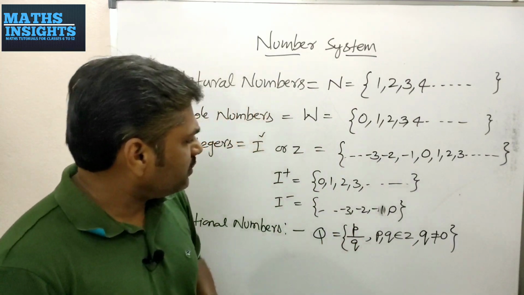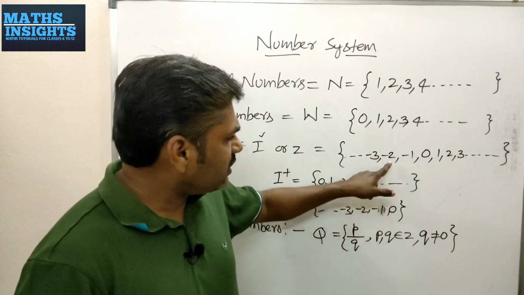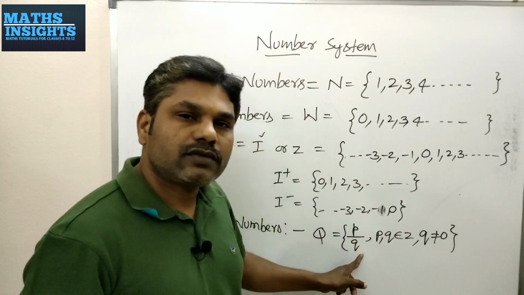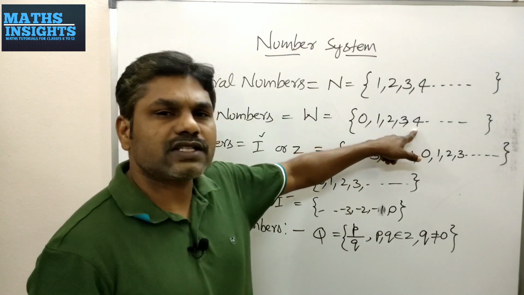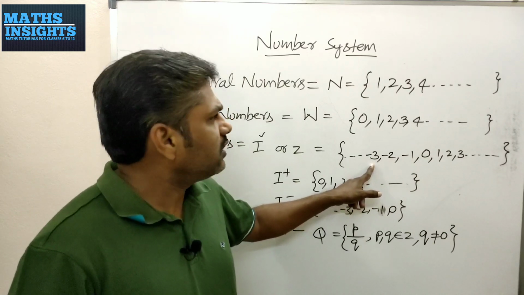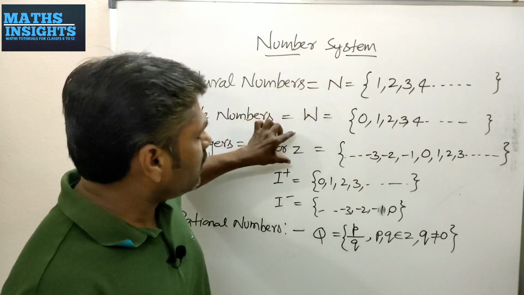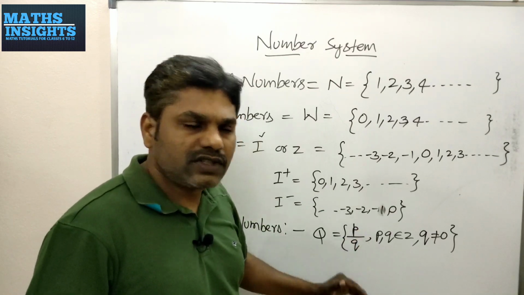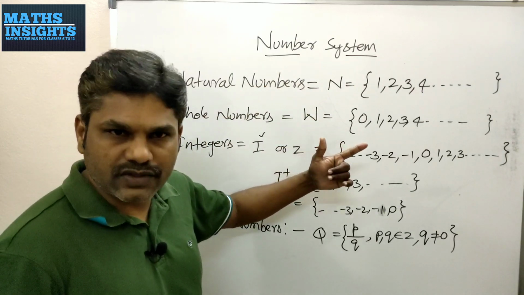If you observe that P by Q means all integers will become rational numbers. Why? Because you may write 2 as 2 by 1. Therefore, it will become in the form of P by Q. You may write this 4 as 4 by 1. You may write this minus 3 as minus 3 by 1. Any number from the sets of natural numbers, whole numbers or integers, you may express in the form of P by Q. That's why all these sets are also said to be rational numbers.